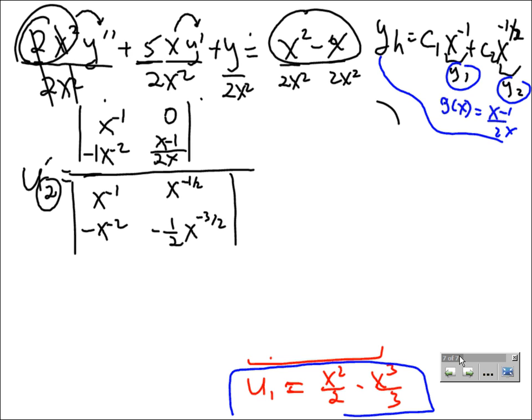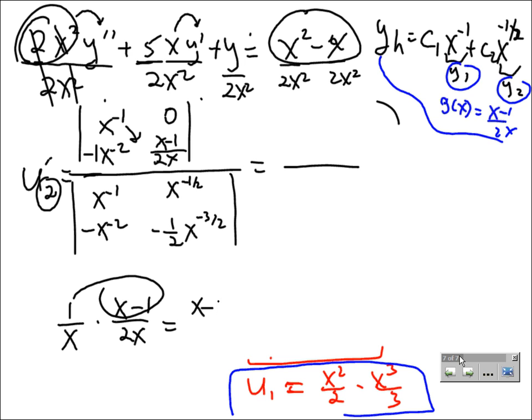You should have remembered what that bottom determinant was. We have that product. Now, instead of x to the negative 1, I'm going to say 1 over x times x minus 1 over 2x. I surely know what 1 times that is. It's that over 2x squared. X minus 1 over 2x squared, divided by, I think it was, 1 over 2x to the 5 halves.